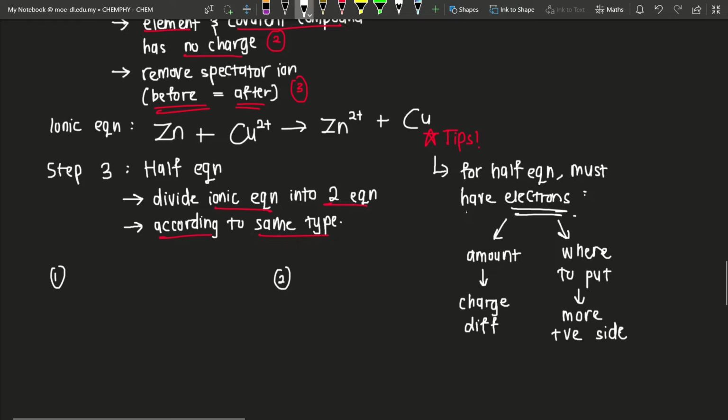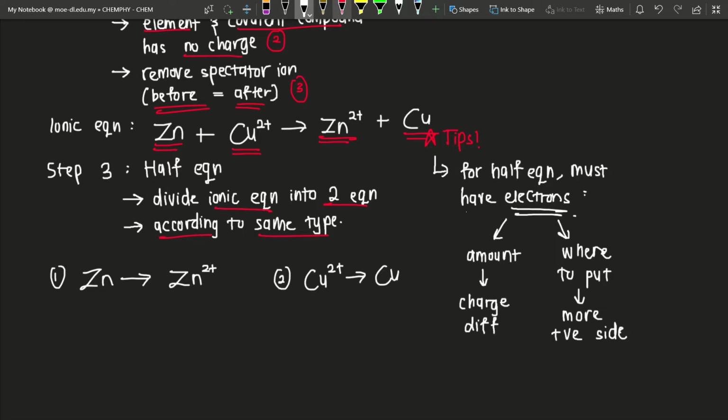So persamaan setengah yang pertama, kalau tengok contoh ni, kita ada zinc dengan zinc 2 plus. So you guys pecahkan ikut jenis yang sama. Zinc, anak panah, zinc 2 plus. Persamaan setengah kedua, you guys ada Cu2 plus, dia akan duduk dengan Cu. So you guys akan tulis Cu2 plus, anak panah, Cu. So ini adalah persamaan setengah tapi belum siap lagi.